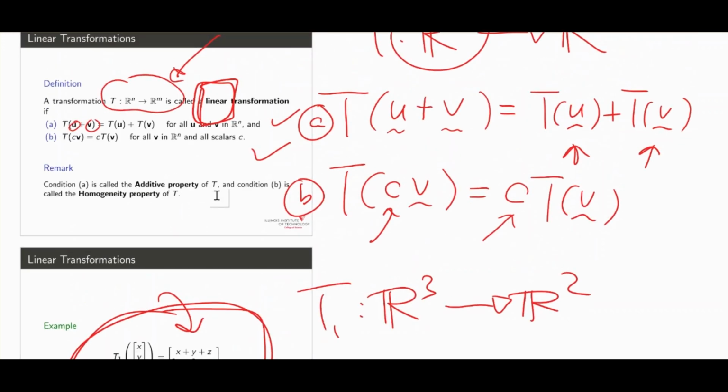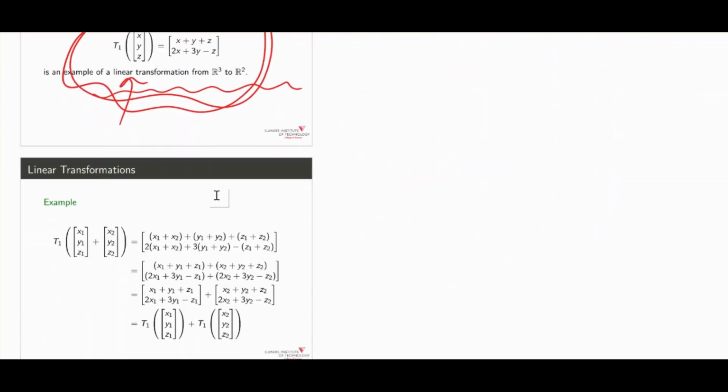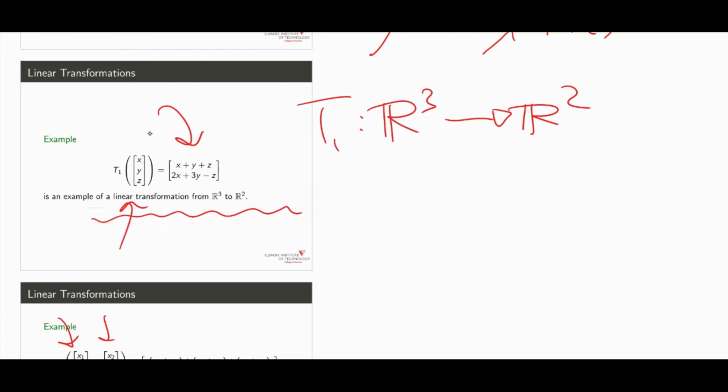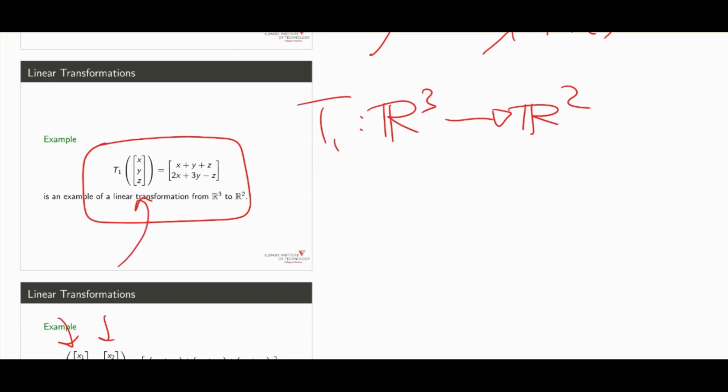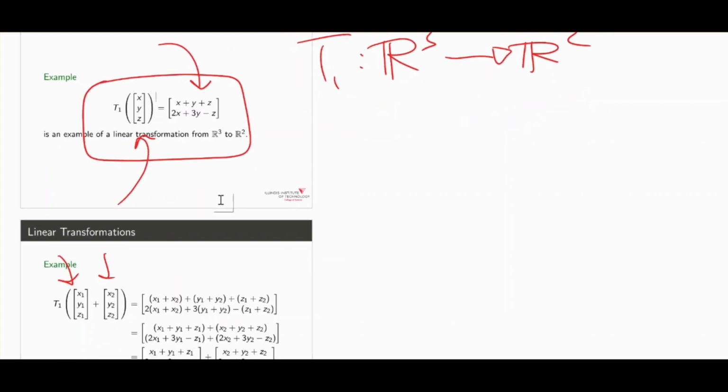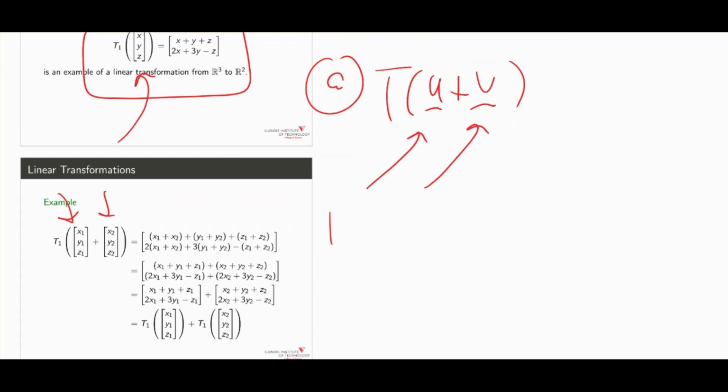What you need to do is see whether or not these two properties are satisfied. So let's take two vectors and look at this carefully. Once you have this input x, y, z, you put it in this manner. I hope you know how to read this function: this is the input, and that's the output. Now we want to show that the additive and homogeneity properties hold. Let's concentrate on the additive property. We take two arbitrary vectors from the input set, which is our domain, R3. One vector is x1, y1, z1, and another is x2, y2, z2. We want to see whether T of u plus v can be written as T of u plus T of v.